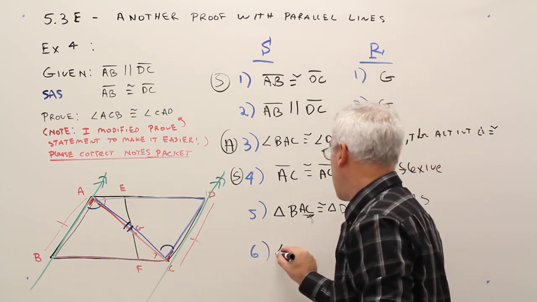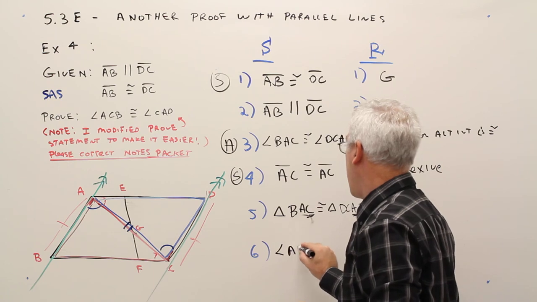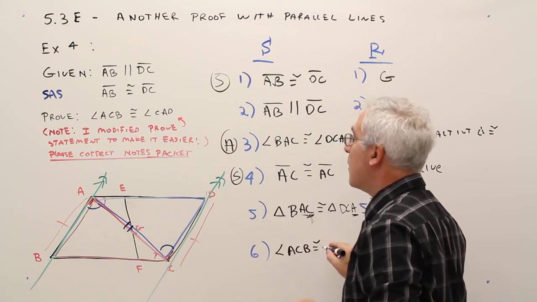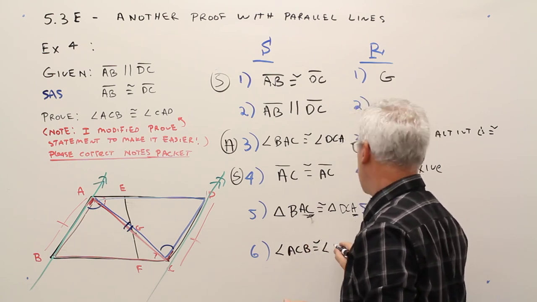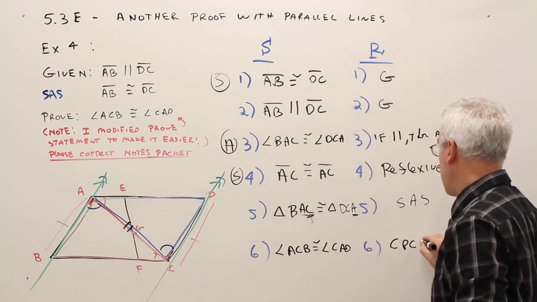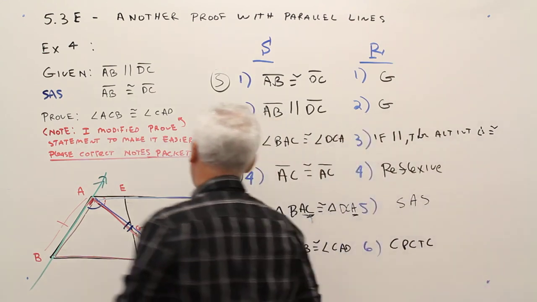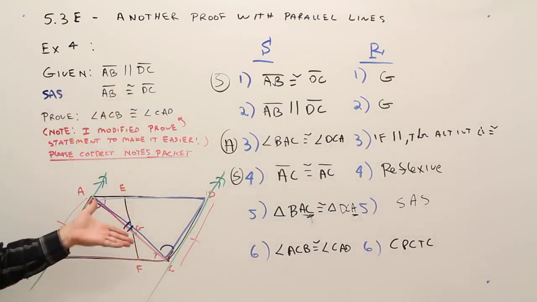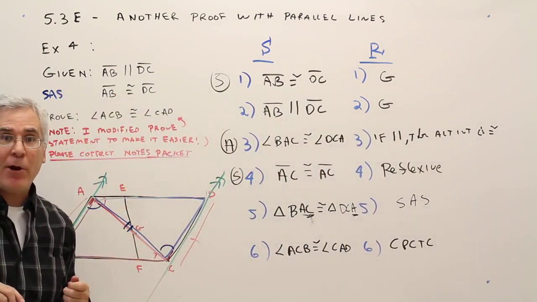So now I could get angle ACB is congruent to angle CAD by CPCTC. So there you have it. How to do another proof involving parallel lines.